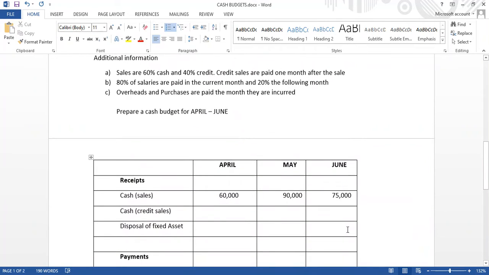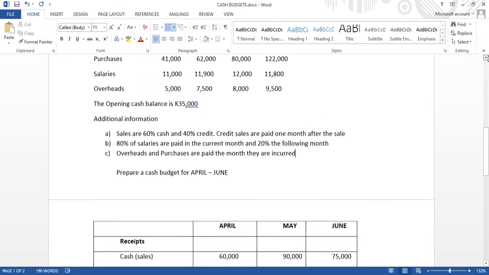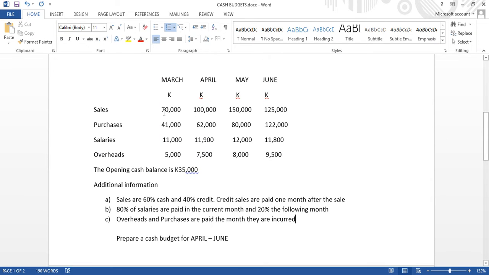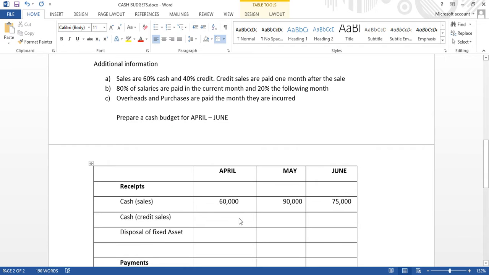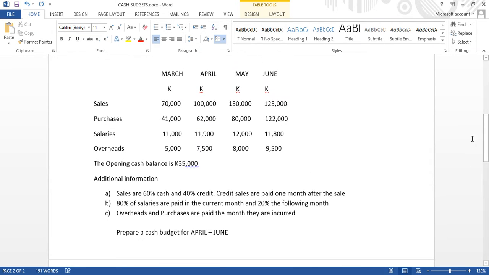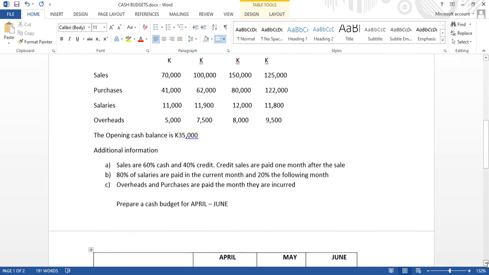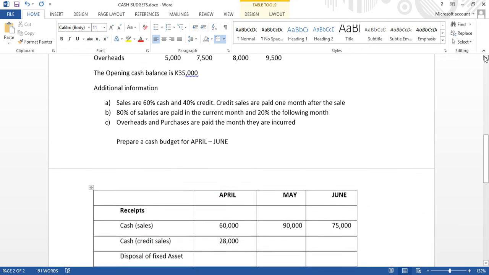So for April, we are going to get 40% of our March sales. Because remember, in March, 60% was already collected. So there's a 40% remaining. So we get 40% of 70,000. That's 28,000. Yes, so this 28,000, this is the 40% credit sale for March.